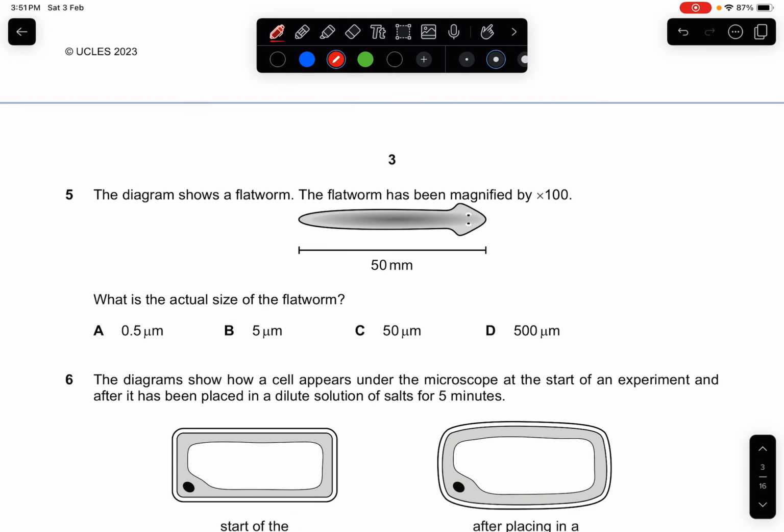Question 5. The diagram shows a flatworm. The flatworm has been magnified by times 100. So what is the actual size of the flatworm? So let's use the formula IM. So I'm going to find the actual size. So I will take this one, which is the 15 millimeter. I will times by 1000 to convert it into micrometer, and I divide by 100. So the answer is 500 micrometer.